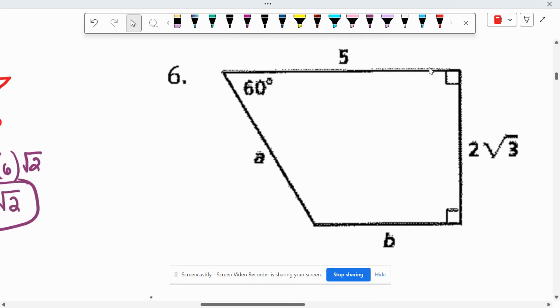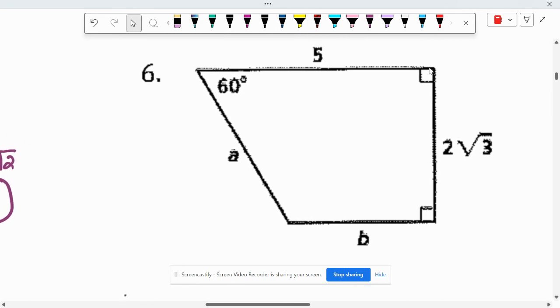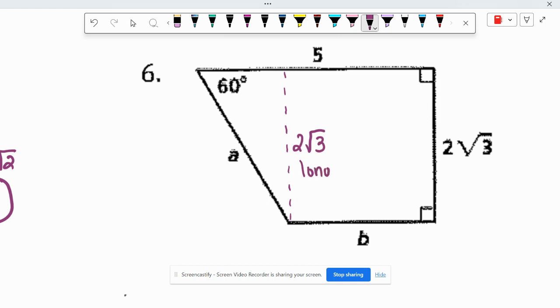Okay, this last one is a little bit tricky because it's a trapezoid. It's a trapezoid, but we know that trapezoids have parallel bases. So if this height is 2 root 3, then this is 2 root 3. And this is my long leg. So the long leg is 2 root 3. This piece right here is my short leg. And this is my hypotenuse. So if I know the long leg, how do I find the short leg?